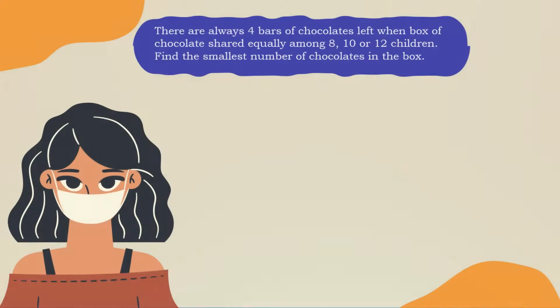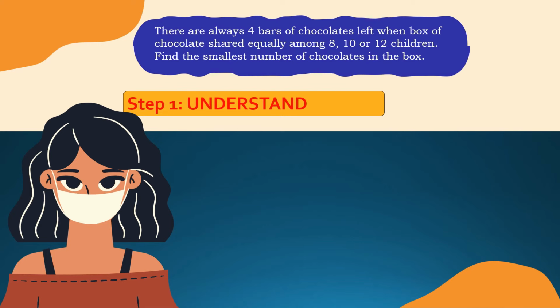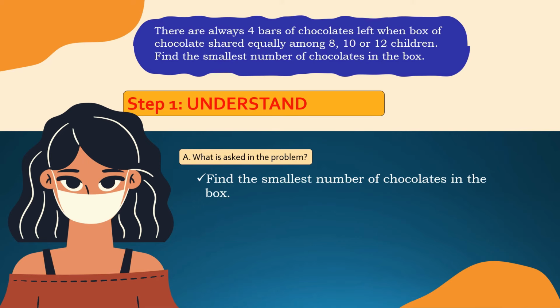There are always 4 bars of chocolates left when a box of chocolates is shared equally among 8, 10, or 12 children. Find the smallest number of chocolates in the box. To solve this, we must follow the steps in solving word problems. Step 1. Understand. We need to identify what is asked in the problem. So we have to find the smallest number of chocolates in the box.